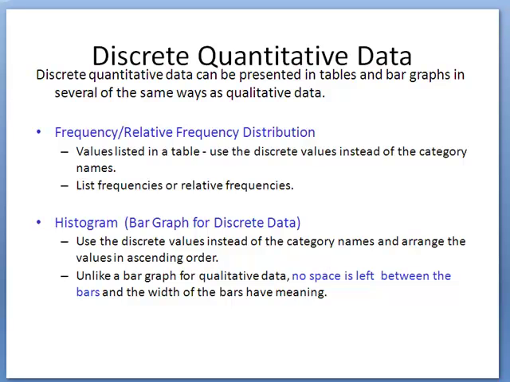Now the histogram, it's the bar graph for discrete data. What you see with the bar graphs is that there was space separating each of the bars, but when we deal with discrete numbers, the bars will touch one another, and that's when we call it a histogram. Use those discrete values for each of the categories instead of the category name, and arrange the values in ascending order. Unlike a bar graph, there won't be a space in between the bars. They'll touch one another. That's why we call it a histogram.